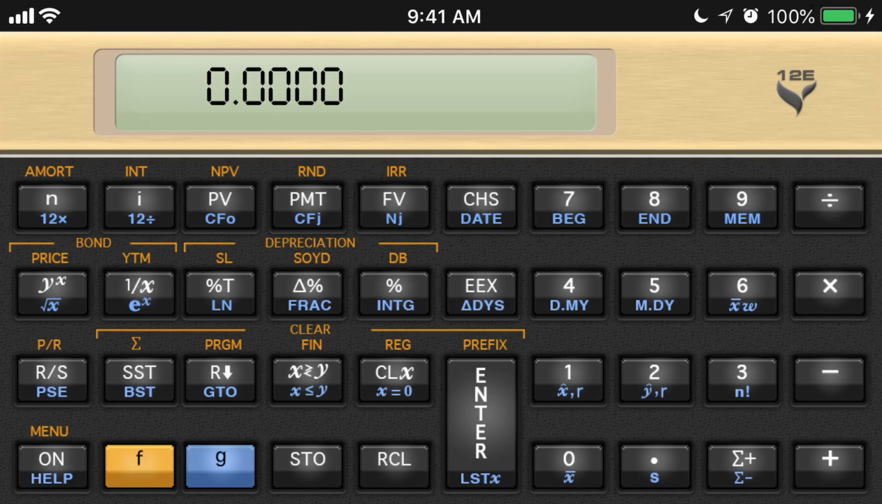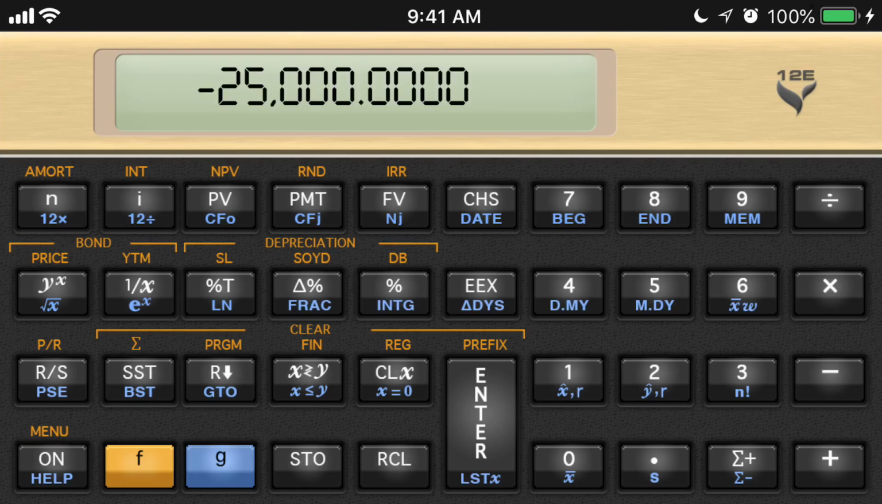So let's start by entering the loan amount, which is 25,000. Now we have to remember to hit the change sign key, which is to the right of the FV key, and that makes it a negative, and then we store that in our present value. The reason present value is negative is that it's an outlay of money. You're paying money to buy the car, and even though you're borrowing the money, it's money that's being paid. It doesn't matter if the source was the bank or you, it's money that's being laid out.